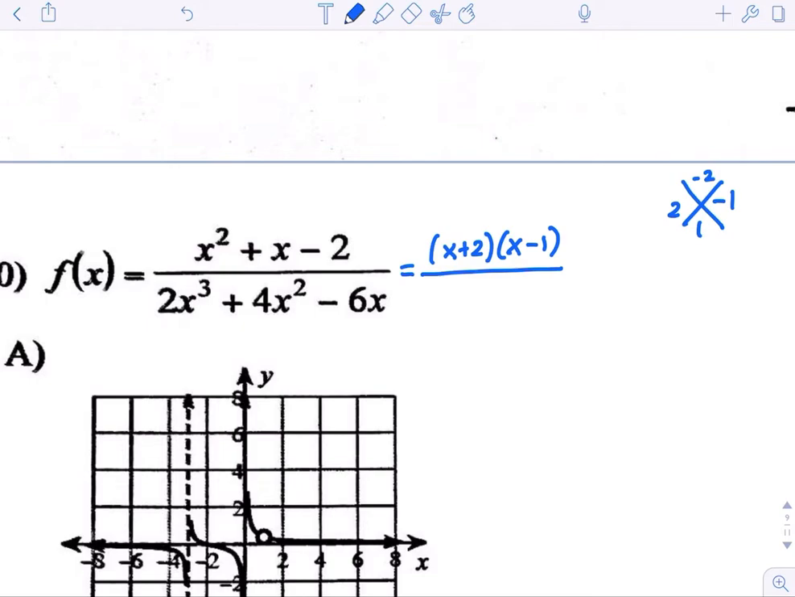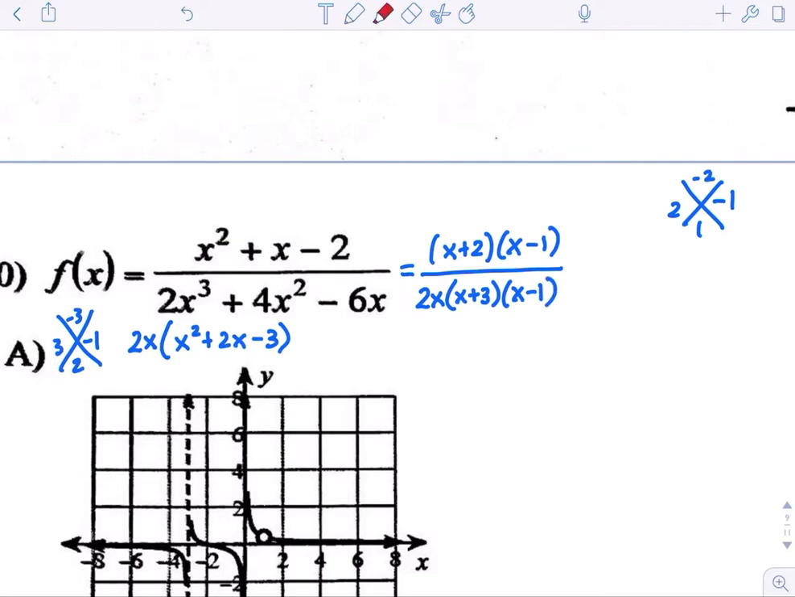Okay, so the denominator, I see that you can factor out a 2x from every single one. So we're going to get x squared plus 2x minus 3. And then on the bottom, if you factor out that piece, -3 and 2, which would be 3 and -1. 3 times -1 is -3, but when you add them, it gives you 2. So 2x times x plus 3 and x minus 1. So we factored out everything.